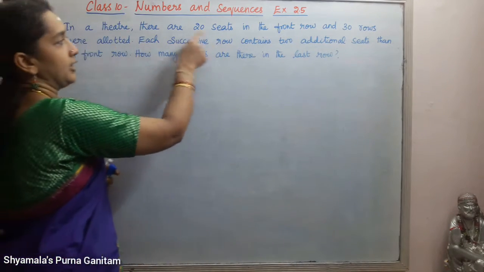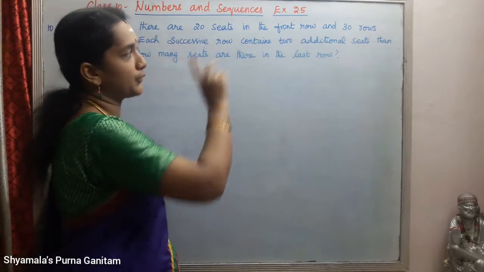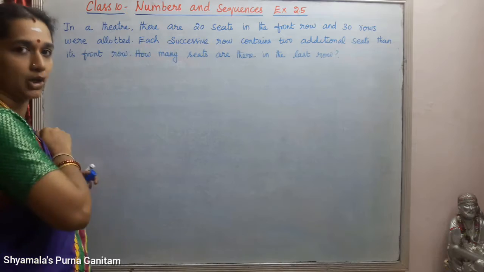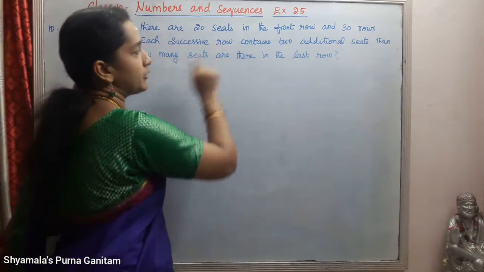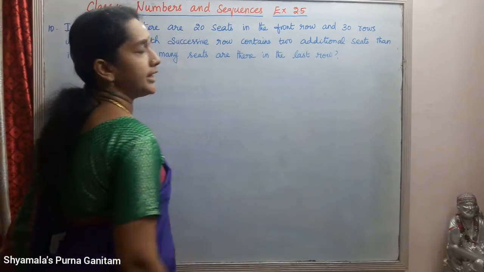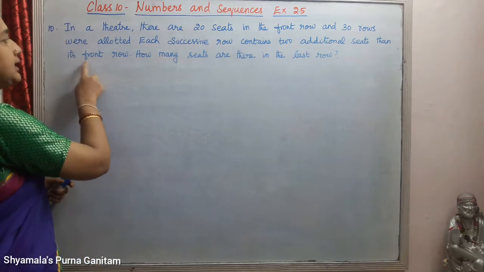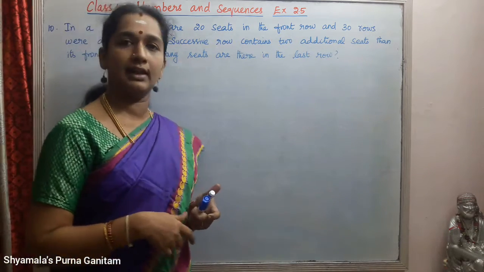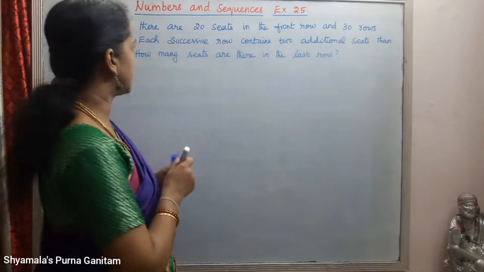In a theatre there are 20 seats in the front row and 30 rows were allotted. Each successive row contains 2 additional seats than its front row. How many seats are there in the last row? Okay, so this is the question given.